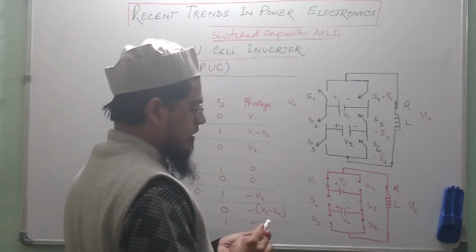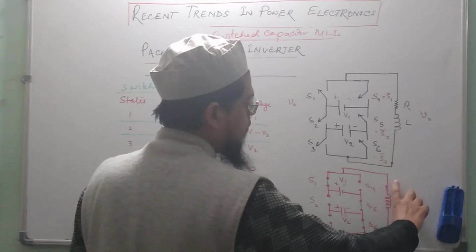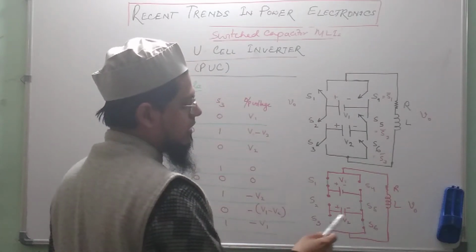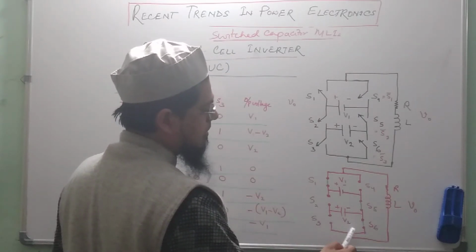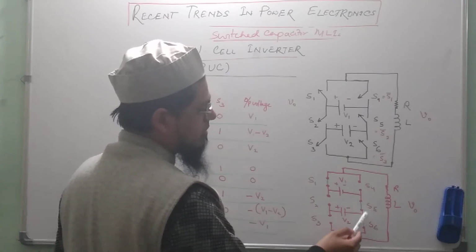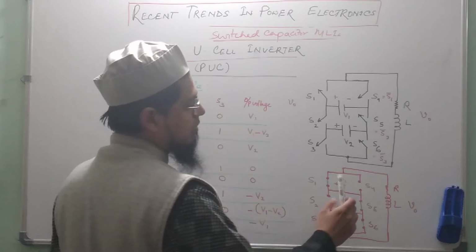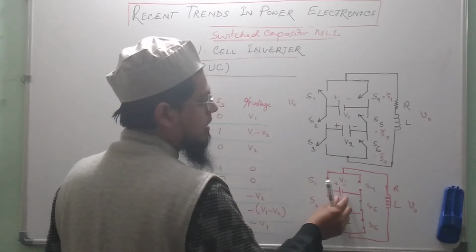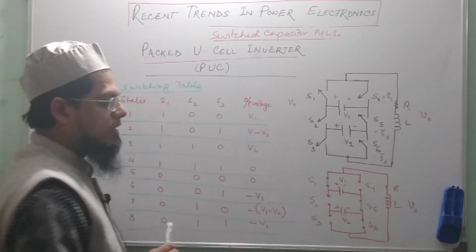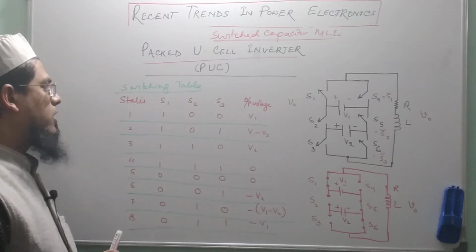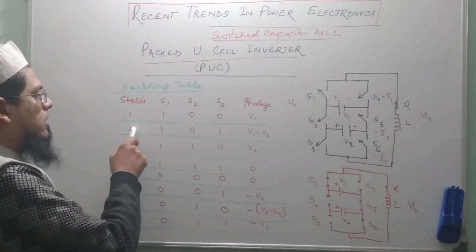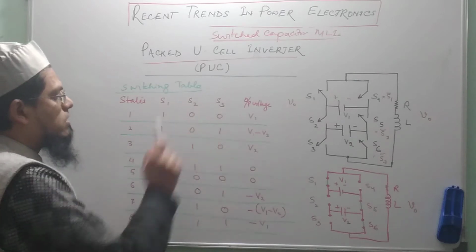So you could see here the output voltage that will appear across the load. The circuit gets completed by S5, S6 and S1, and the voltage that is appearing across V0 is basically V1, which I have written here. Fine. Now let us take the second state in which S1 and S3 are on.